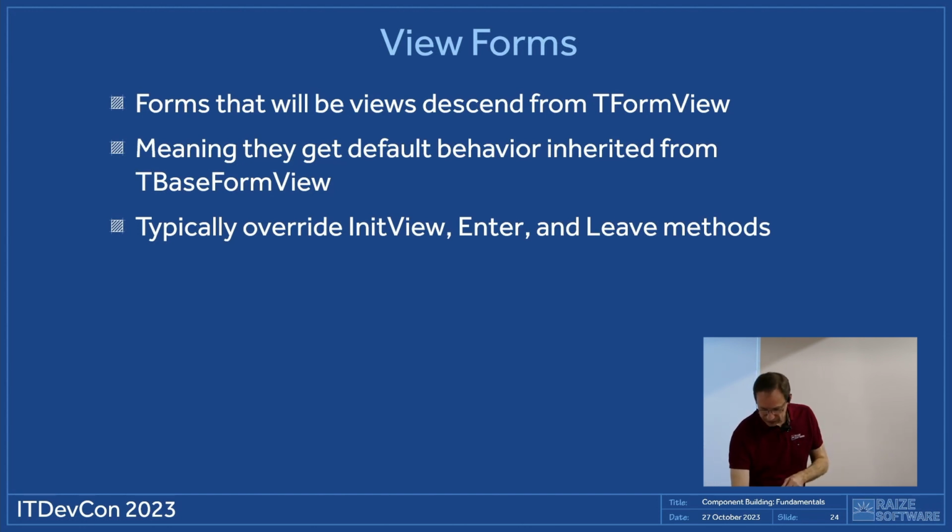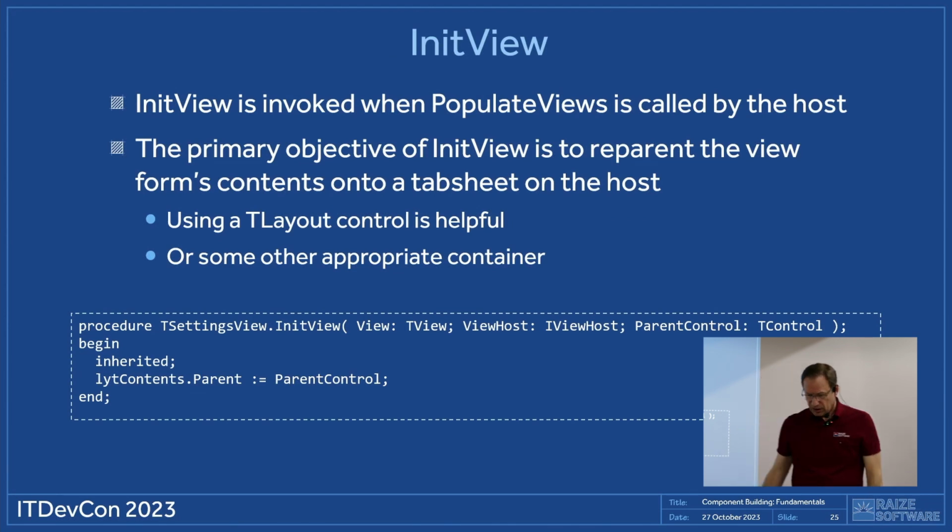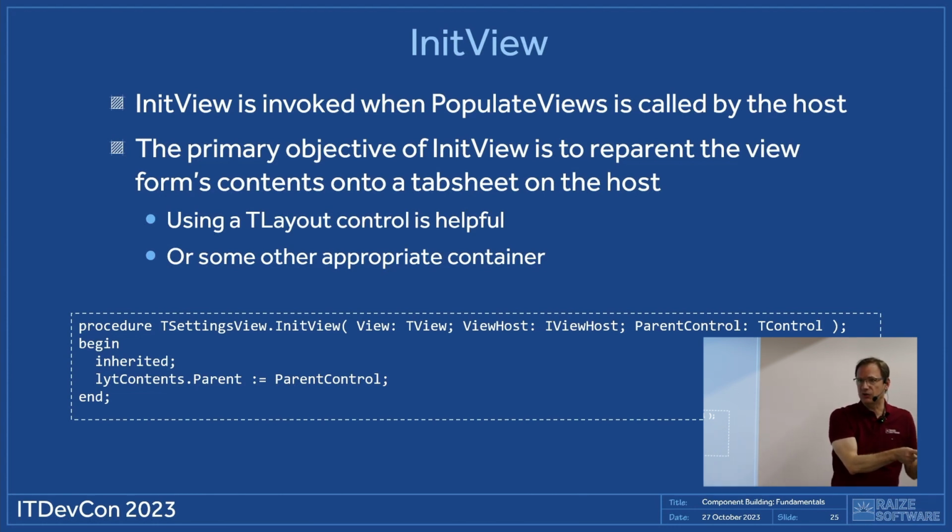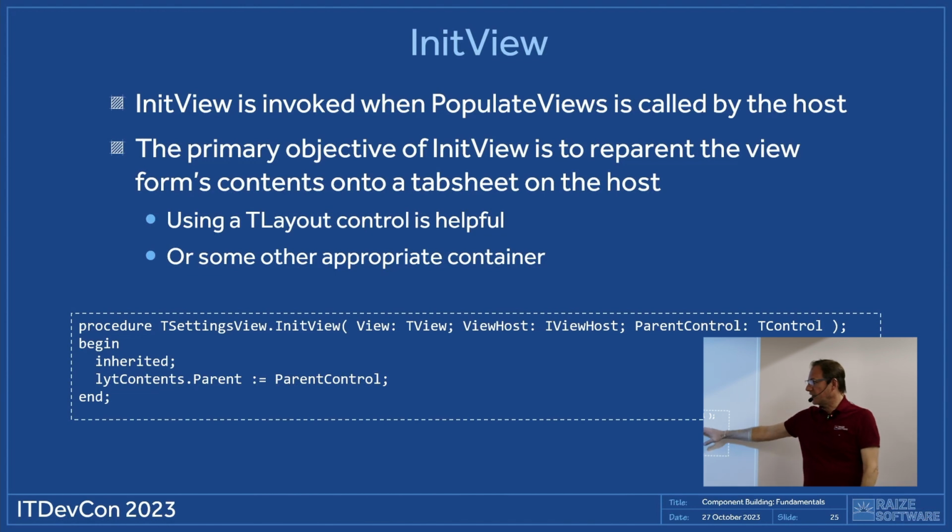Likewise, when we enter and leave, we would override those. The key thing is what the init view gets overridden specifically to do: the connection between that layout that I've designed everything in and the parent control that's going to host it. So this is the key thing. This is where I'm changing that layout contents parent to be not myself, not the form, but the tab control or wherever it needs to be.